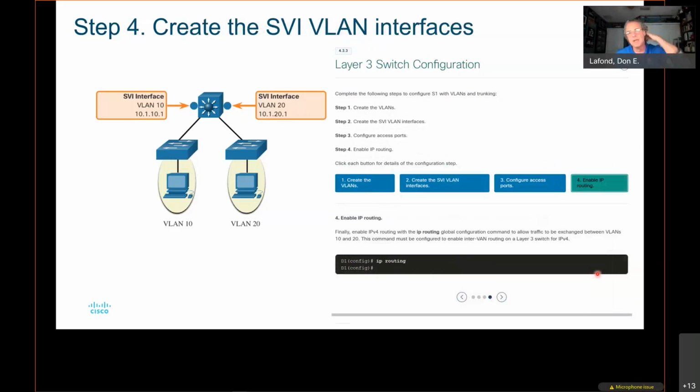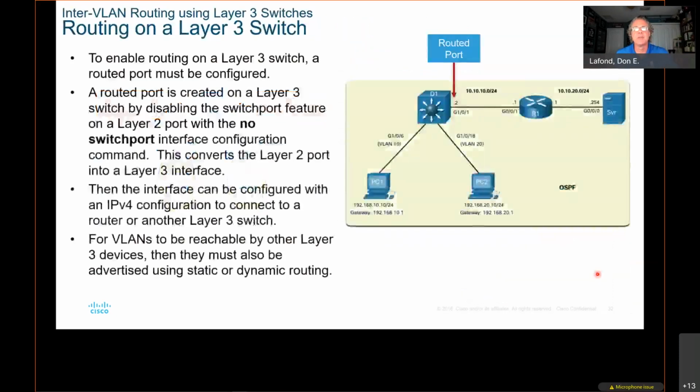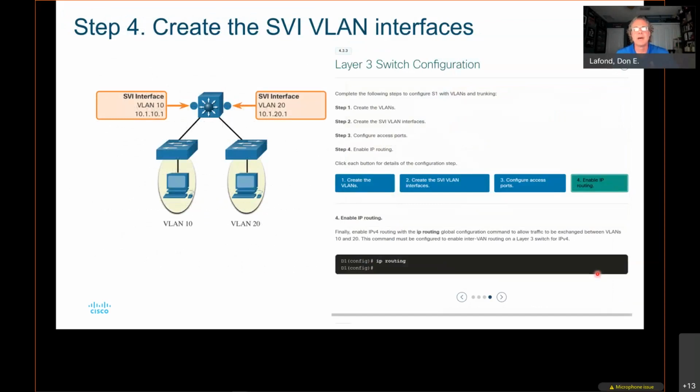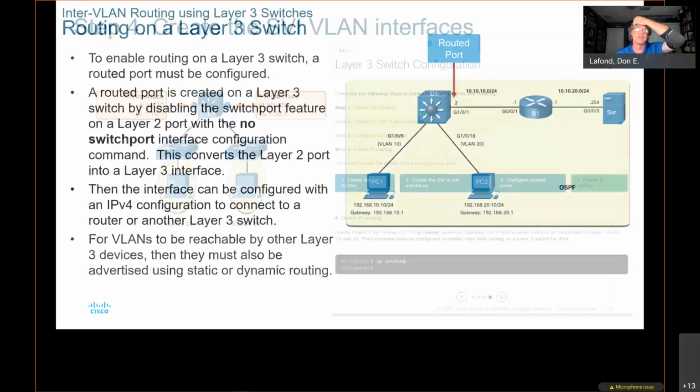Remember, IP stands for IPv4, just like IPv6 routing. So IP routing means IPv4 routing. I've said that before. And that is the final step. And now we are able to communicate within our network. Now that switch can also talk to other switches.